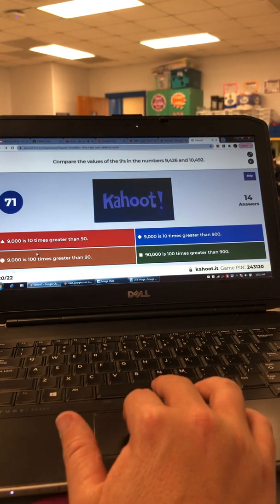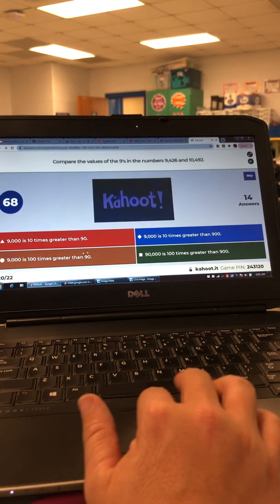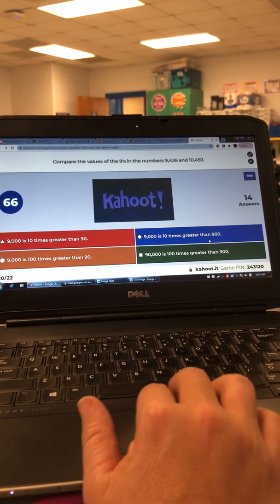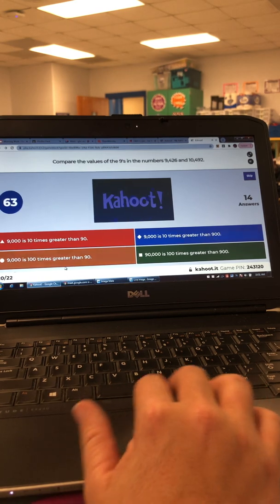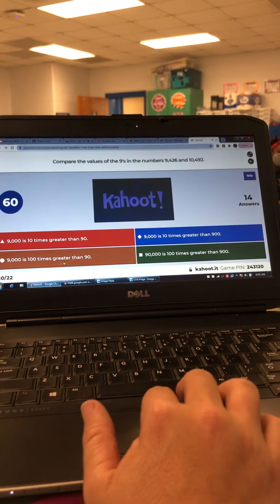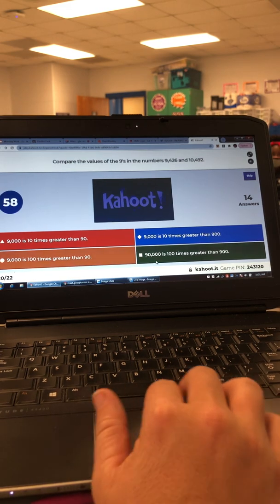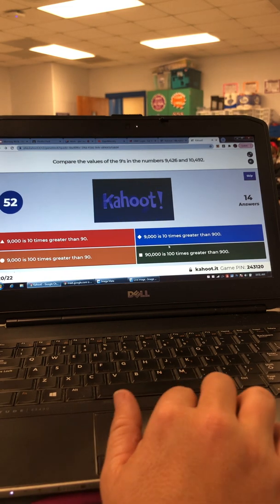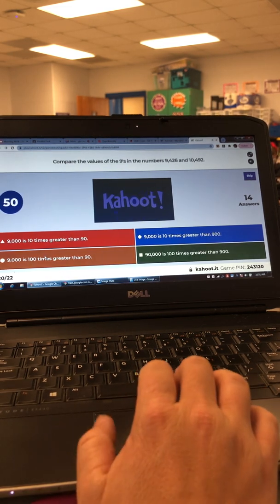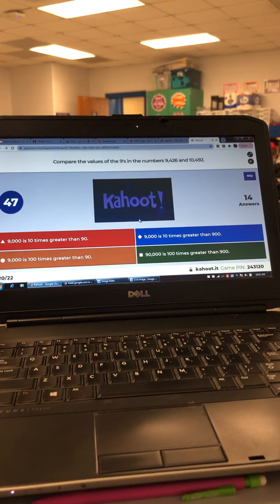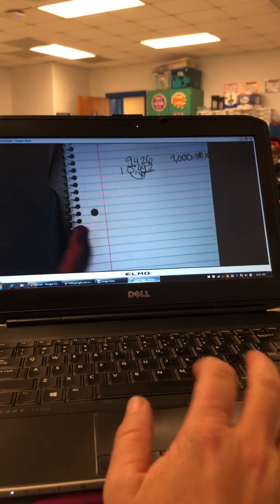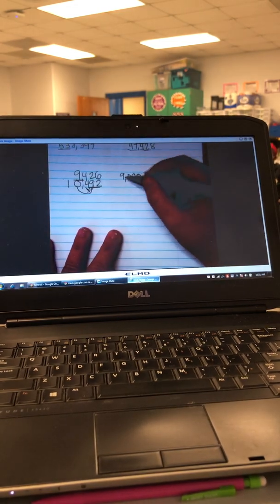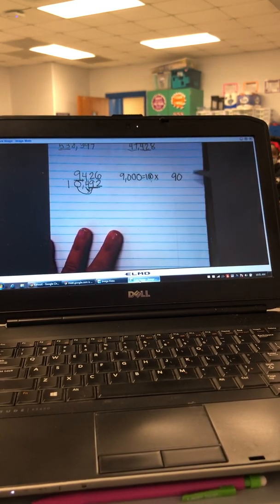So if we go back to our answer choices, we have 9,000 is 10 times greater than 90. No, because it is 100 times greater. 9,000 is 10 times greater than 900. We have 9,000 is 100 times greater than 90. And then we have 9,000 is 100 times greater than 900. So the answer is the circle: 9,000 is 100 times greater than 90. Remember, like in our morning work.